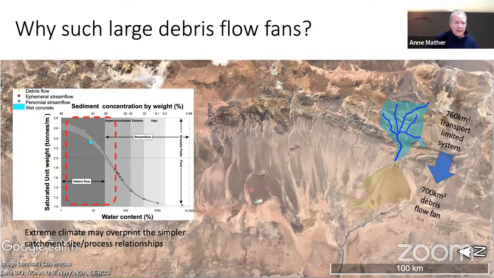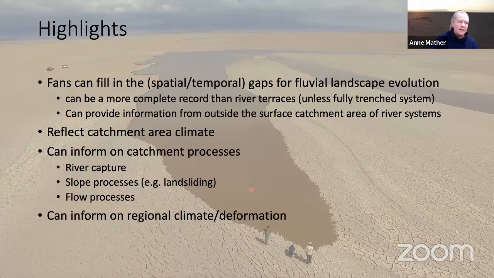So in terms of highlights, and I have had to storm through this a little bit, apologies for that, fans can fill in both spatial and temporal gaps in our knowledge about how fluvial landscapes evolve. So they can complement looking at records in the terraces. And the other thing is that if we haven't got a trenched alluvial fan, then we've got a more complete record than we've typically got with river terraces. It's less fragmentary. We do need some trenching, otherwise we can't look at the sediments. But it means that we've probably got a more complete record. And as I say, spatially, we can fill in the gaps if we're dealing with landscapes such as the one in northern Chile.